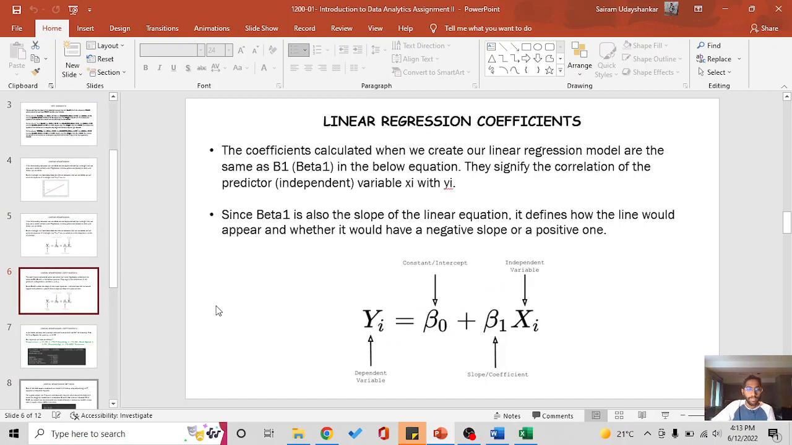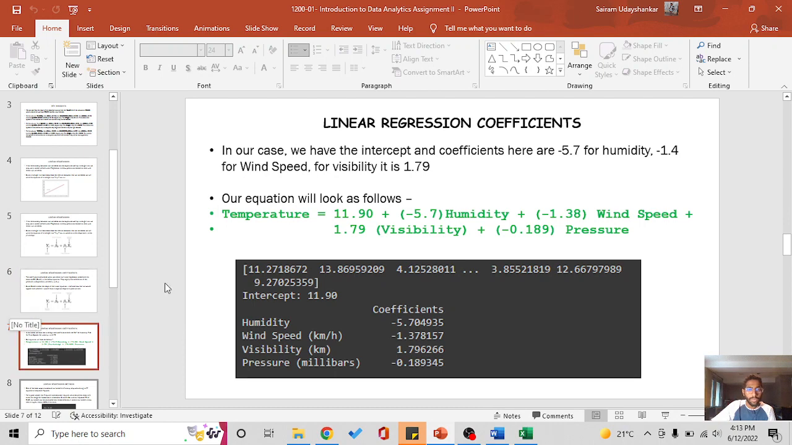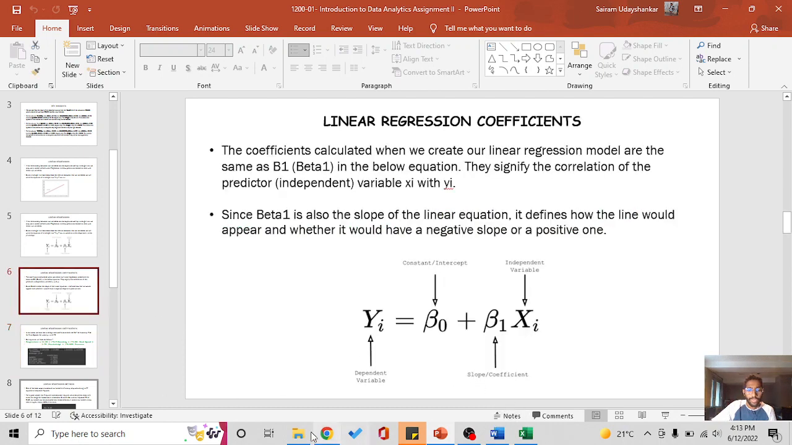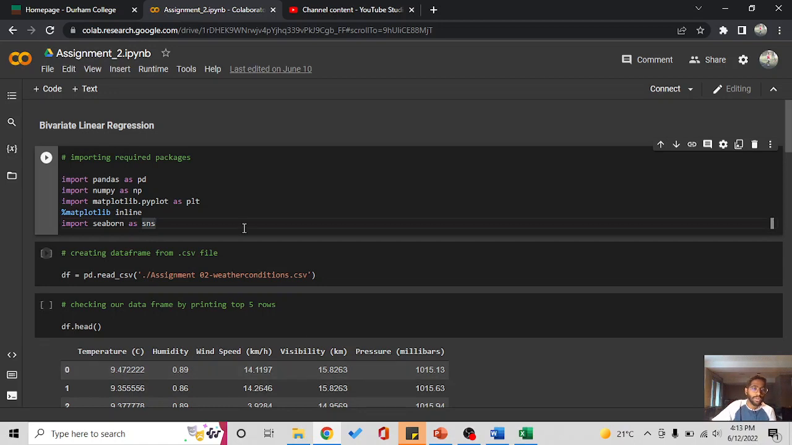So we will go into how we're going to do the multivariate linear regression. As we know, we have 4 independent variables and 1 dependent variable. That makes the linear regression model a multivariate linear regression model, since there is more than 1 variable. Going ahead, we'll see how we are supposed to make a linear regression model and predict.